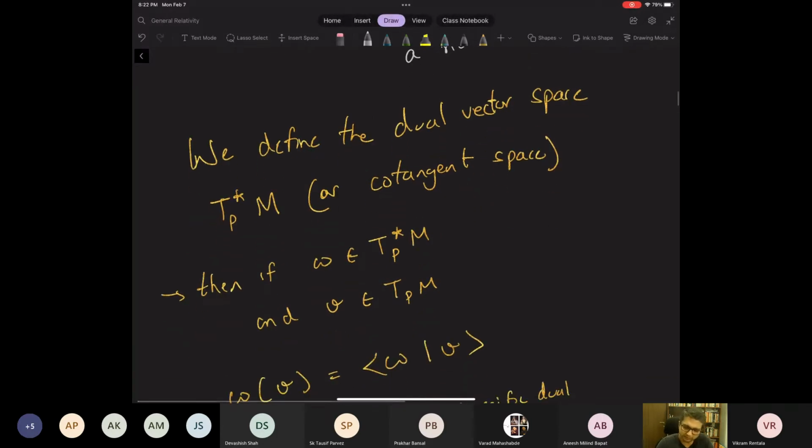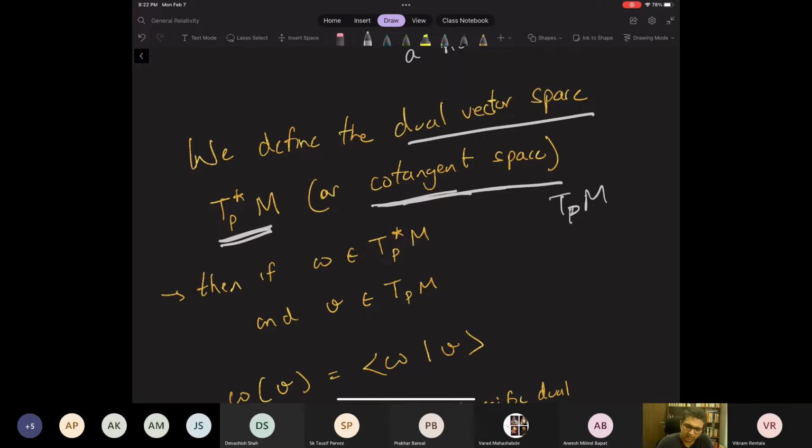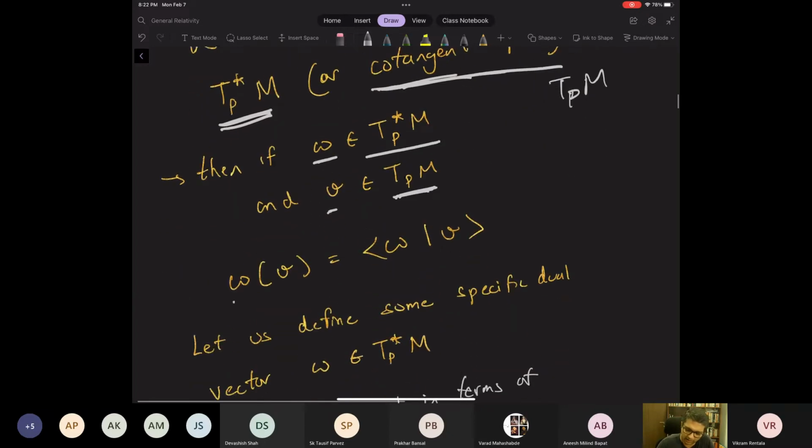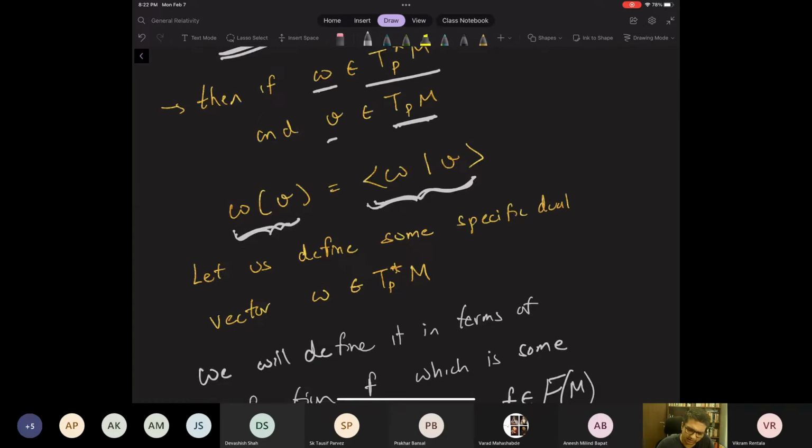So we will define the dual vector space as TP star M. It's also called the cotangent space. Just like TPM is called the tangent space, this is called the cotangent space. You take a vector W which belongs to the dual vector space, and a vector V which belongs to the original vector space TPM, and it's possible to define the action of the dual vector on the original vector as some kind of inner product which returns a real number.